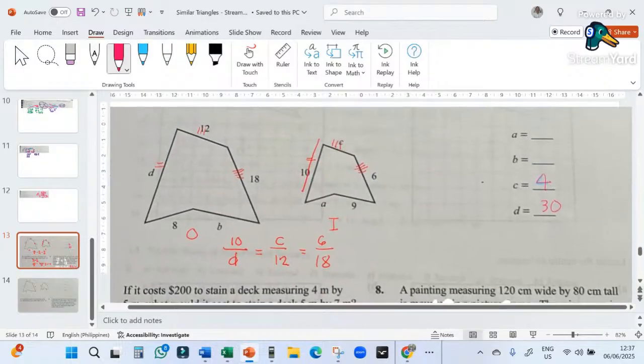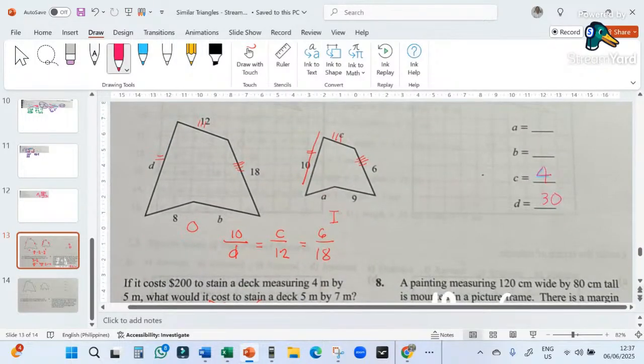Right? Now we need A and B. So let's continue with our similar triangles. So we're done with this, we're done with that. Equating. So now we move on to this side and this side. So that will be 9 over B equal to A over 8. We cannot use this 2 here, so we still have to use 6 over 18 to solve for B and 6 over 18 to solve for A later.